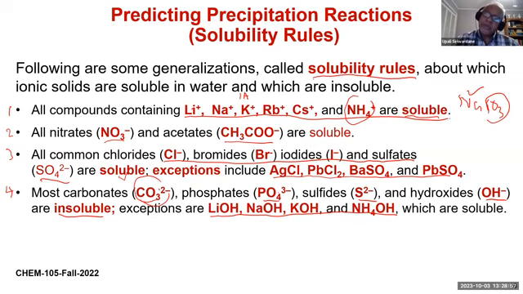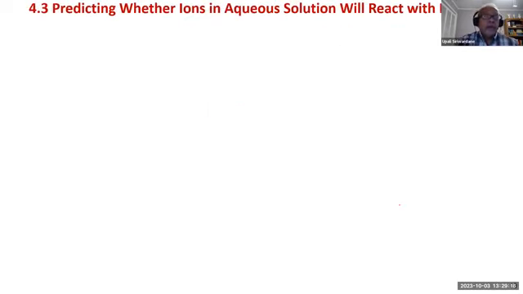This decides whether carbonate, phosphate, sulfide are soluble. Exceptions are insoluble. Exceptions are hydroxide, these four hydroxides. Now you can use these solubility rules and predict whether ions in aqueous solution will react with each other to make an insoluble salt.